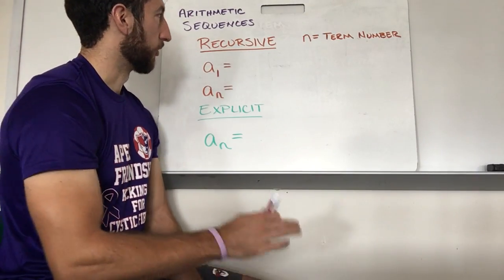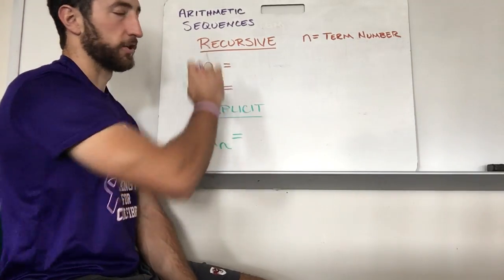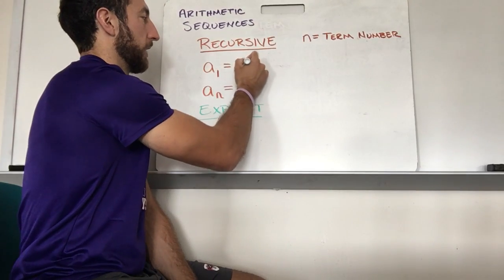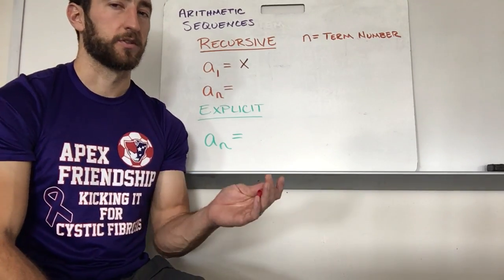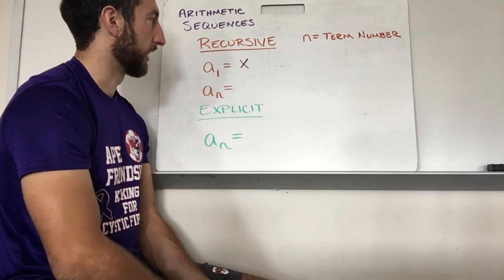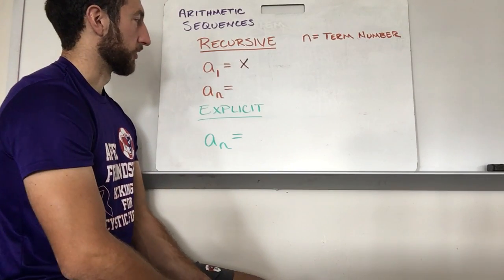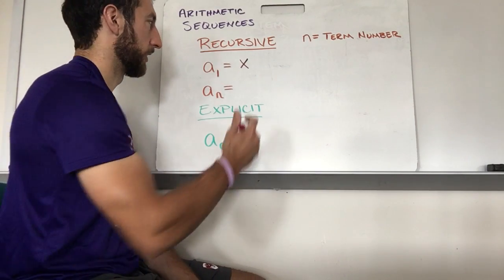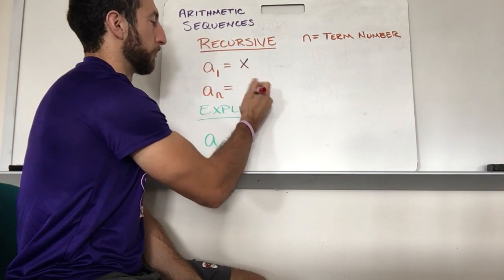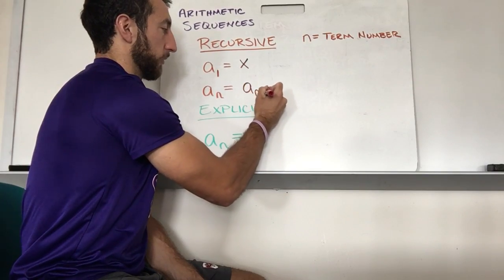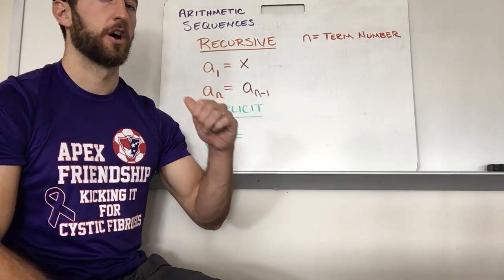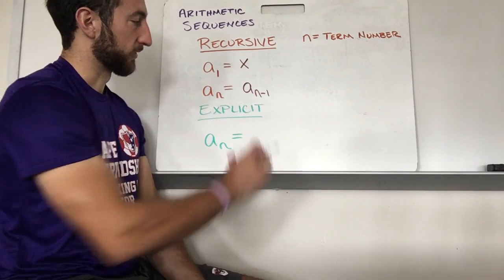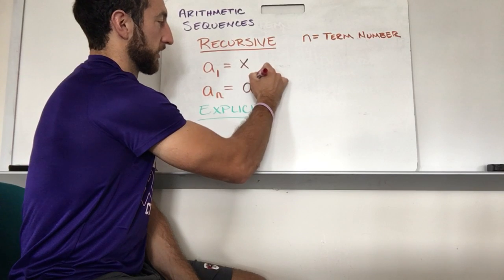The first thing you need for a recursive formula, and you always have to have it, is that first term. So a sub 1 is always going to be in there. I'm just going to let it be represented as an x; it's some number. You have to have a first term in all recursive formulas. Then, since this is arithmetic, we add the same amount each time, starting with the previous term. We represent the previous term as a sub n minus 1. Anytime you hear the word sub, that means it's in the lower right-hand corner.